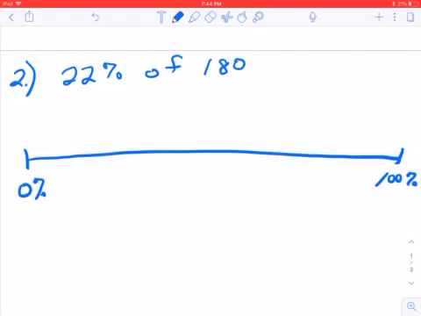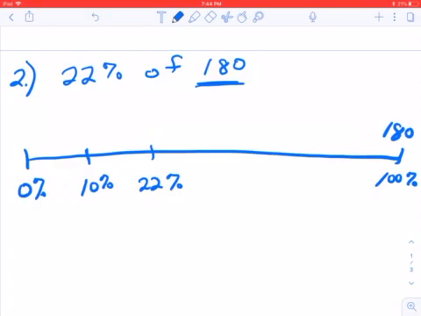We're looking to find 22%. That's what we're trying to find. We know the total amount, the 100% amount is 180. That's all of what we have when we just want part of it. So all of whatever it is that we have is 180. We want to find 22% of that whole amount. So we're going to start by finding those key percentages, 10%.